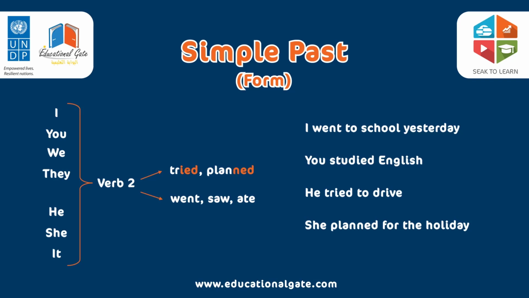The verb here is irregular, فعل غير نظامي, فعل شاذ. We change go to went. In the second example, however, you studied English. The verb is regular. It ends with y. We drop the y and we put ied, we put ed, which makes it a regular verb.